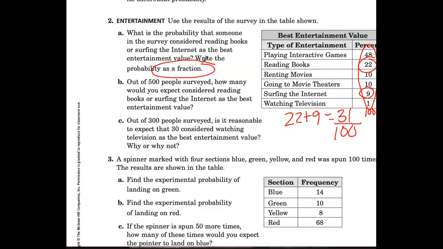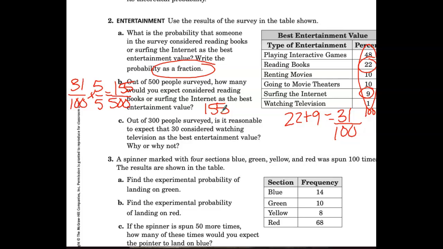That's A-okay with me. B, it says, out of 500 people surveyed, how many would you expect to consider reading books or surfing the internet as the best entertainment? So this one wanted you to predict. This was out of 100 people, so 31 out of 100. What do you have to multiply to get 500 on the bottom? 5. So you have to multiply the top by 5. 5 times 31 is 155. So we would predict that 155 out of 500 would say surfing the internet or reading books is the most entertaining.